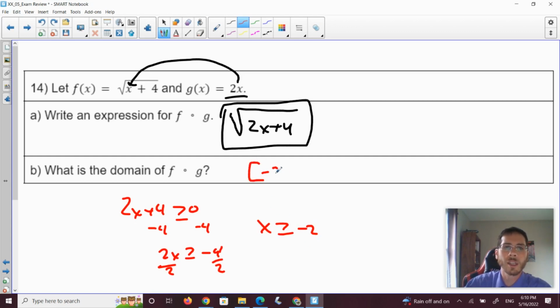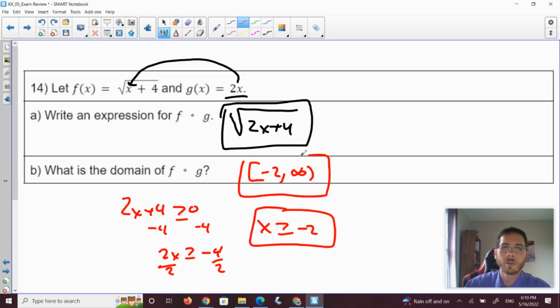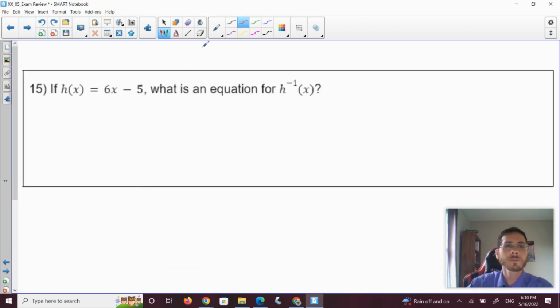I could also write it negative 2 to infinity. It's your choice. Either one of these would work out as the answer. I like the interval notation a little bit more, but it's up to you, whatever you like better. And that's it. So there we go. All right, moving on. Number 15.